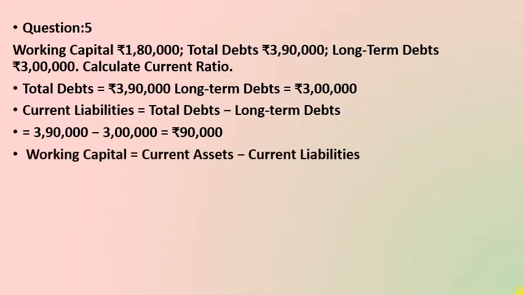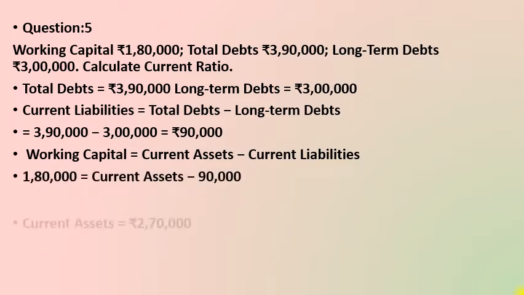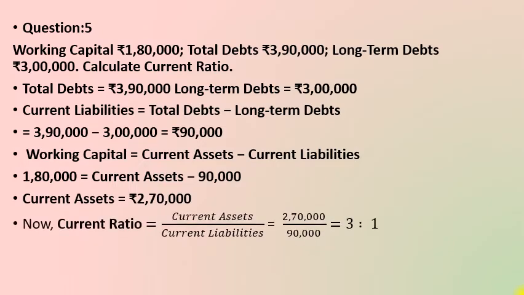Now working capital, we know, is current assets minus current liabilities. By putting in the working capital value, we get current assets equal to 2,70,000. Therefore the current ratio is equal to current assets by current liabilities, that is 2,70,000 by 90,000, equal to 3:1.